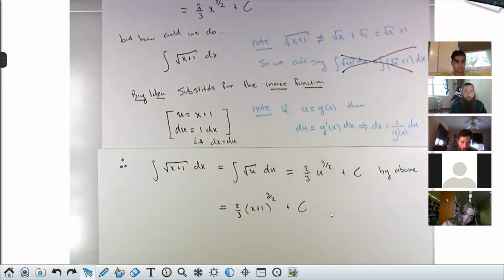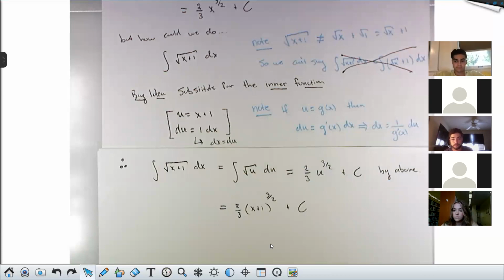We only do this step on indefinite integrals. With a definite integral, we change the bounds and then plug those new bounds into this function. I'll show you what that looks like in just a second. First, are there any questions on what we've done here? Okay then.